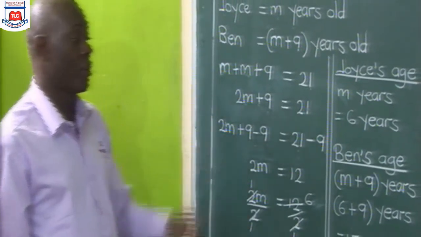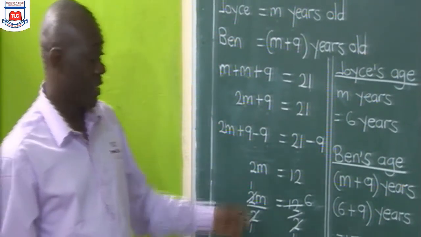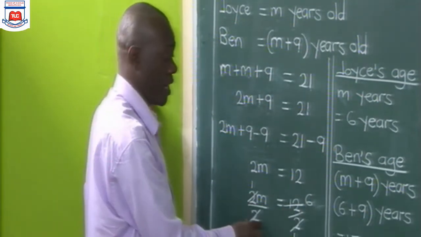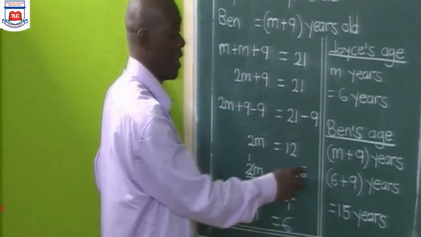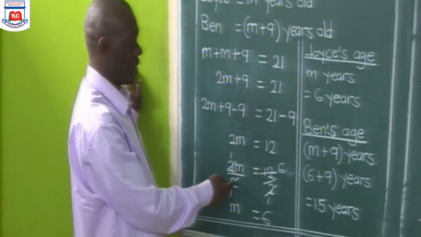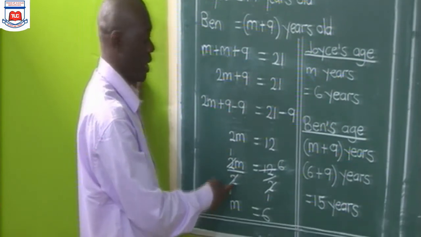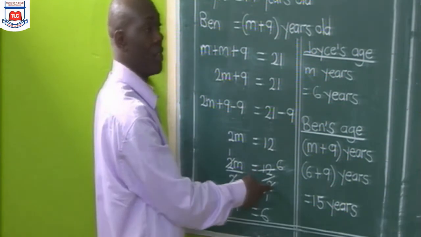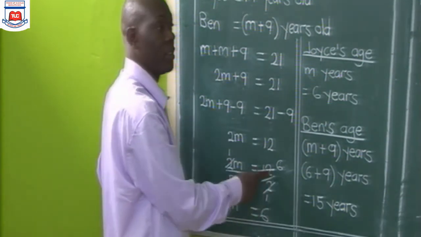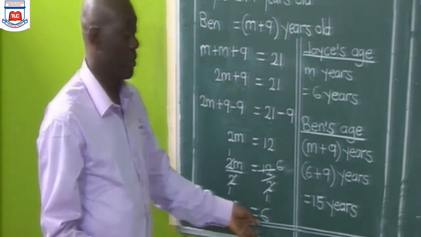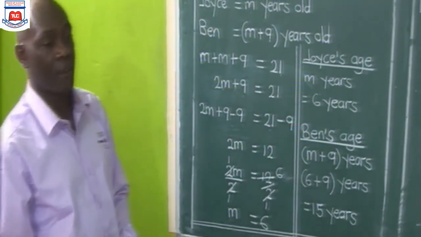Now, we want the value of M. You divide the other side by 2. You say 2M divided by 2 equals 12 divided by 2. So, must you divide via cancellation? 2 divided by 2, 1. 2M divided by 2 is M. 2 divided by 2 is 1. 12 divided by 2 is a 6, such that M is a 6.